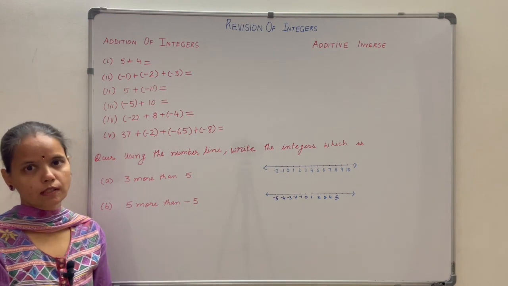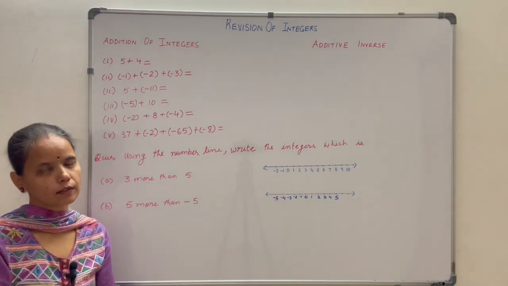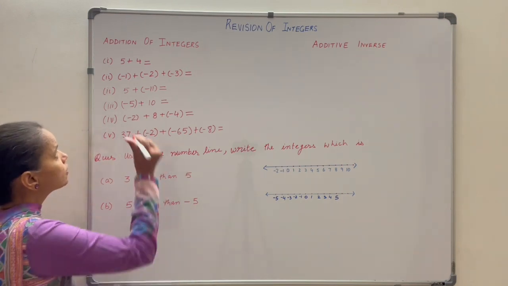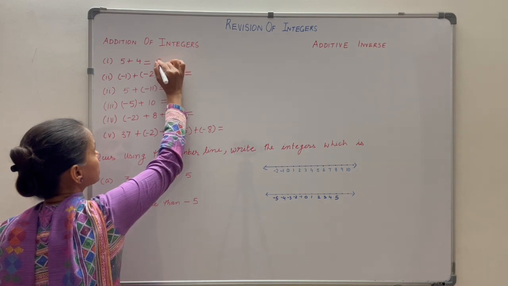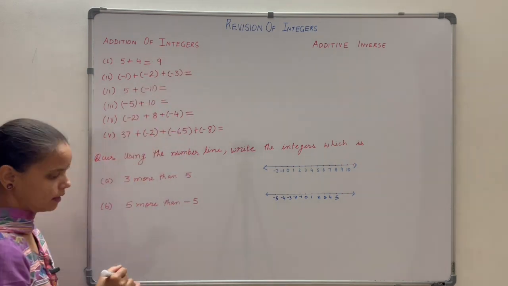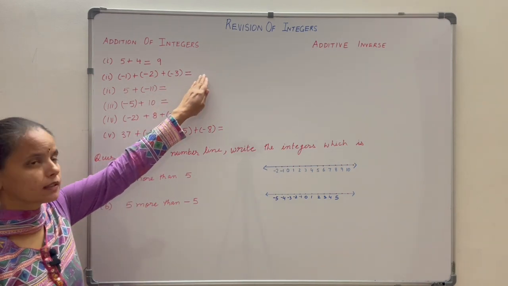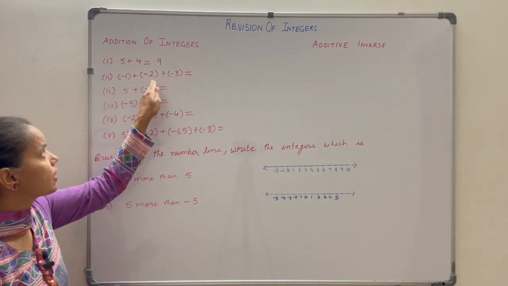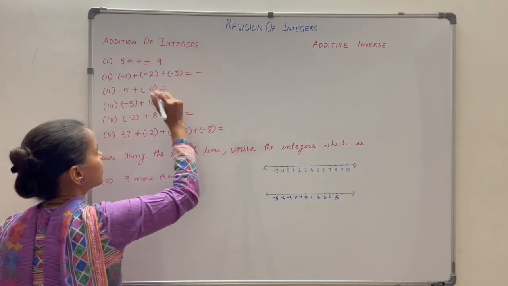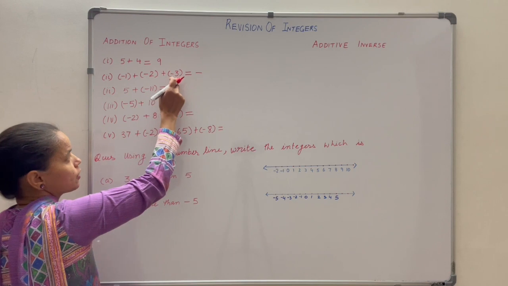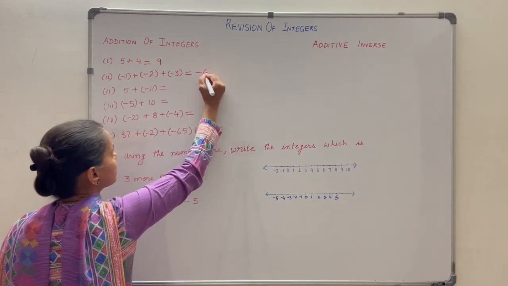Addition of integers. Whenever you add two positive integers, the sign will be positive. So here 5 and 4 both are positive integers, so the sign is positive. So it is 9. Whenever you add negative integers, the result is negative because you are adding all negative integers. So the sign will be negative and then you add the numbers as they are. So the summation is 1 plus 2 is 3, 3 plus 3 is 6.